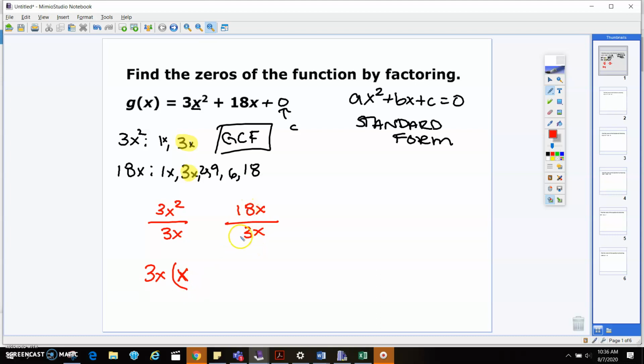18x divided by 3x. Well, let's think. 18 divided by 3 is 6. Okay. And x divided by x, those will cancel out. So I'm going to have just 6 left over. So notice how I wrote it down here. I have what I divided by out here in the front, so that's my GCF. And then whatever's left over after I divide by 3x is left inside the parentheses. So this is factoring by GCF. Okay? And normally we're going to do this if we don't have a C term. This will probably be the easiest way to do it.